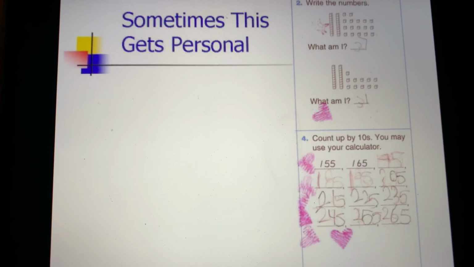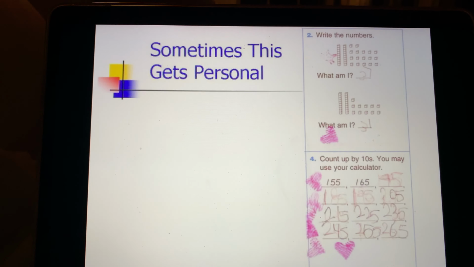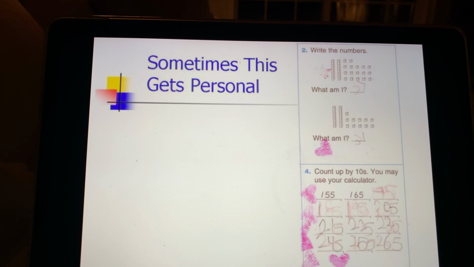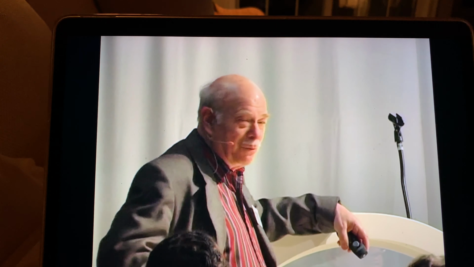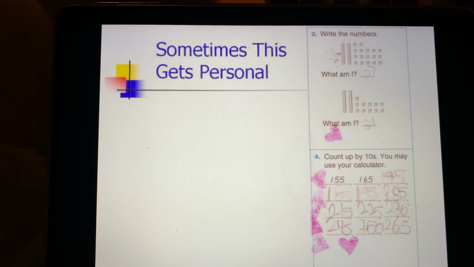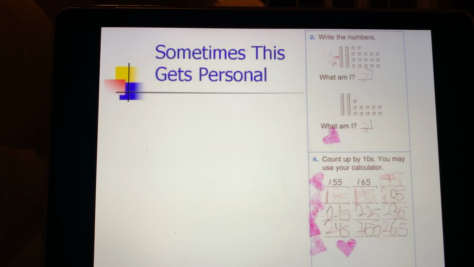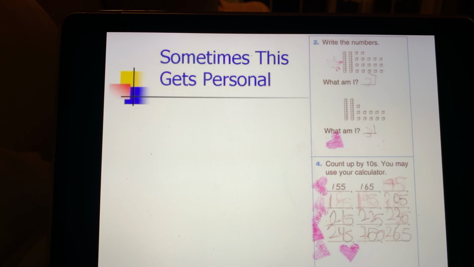Unfortunately, sometimes this gets personal. So this is a picture that my daughter sent to me of my grandson's work about 3 weeks ago. In Everyday Math, if you need to know. And it depresses me. It depresses me no end. He's in first grade. This is what they're doing.